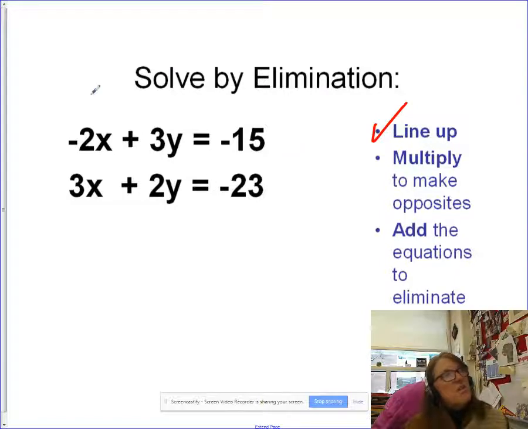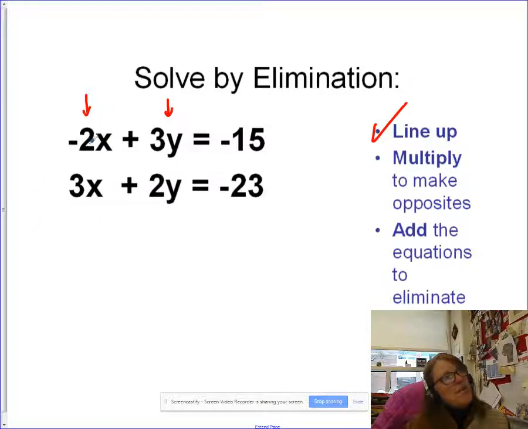So you have to decide, do I want to get rid of the x's or do I want to get rid of the y's? Here's my suggestion. Since the x's already have built in, one of them's negative, one of them's positive, I'm going to go with them. You totally could do the same thing over here. You just have to multiply by something to get one of these y's to be negative. That's all. I'm going to stick with x though.